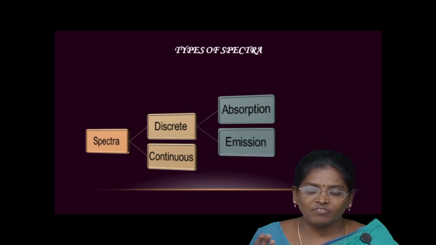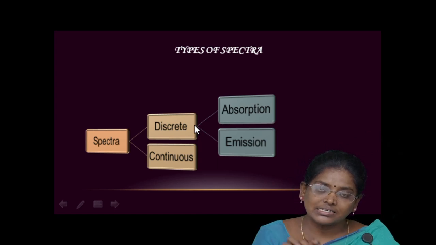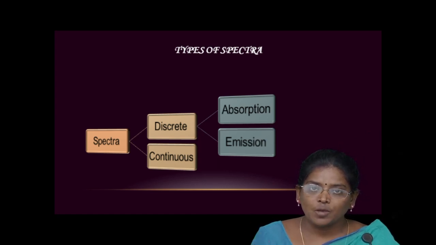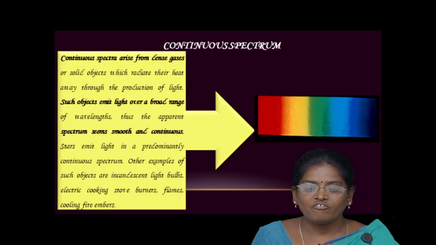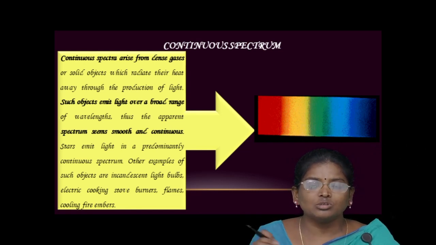What are the different types of spectra? We have broadly classified the spectra into two types, discrete and continuous, and the discrete spectra is again classified into absorption and emission spectra. Now first, the continuous spectrum. The continuous spectrum originates from very hot objects, that is stars or incandescent lamps. These objects radiate their heat away through the production of light. So they emit frequencies in all possible wavelengths, and the apparent spectrum seems to be smooth and continuous.